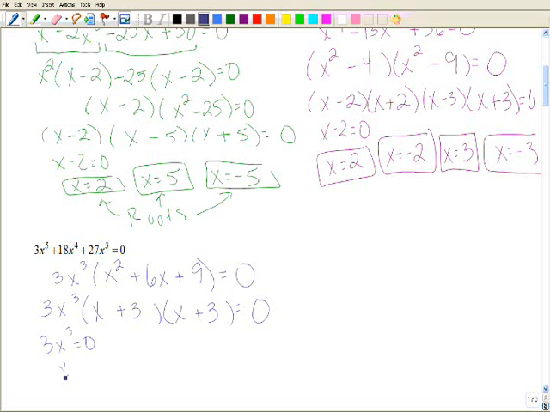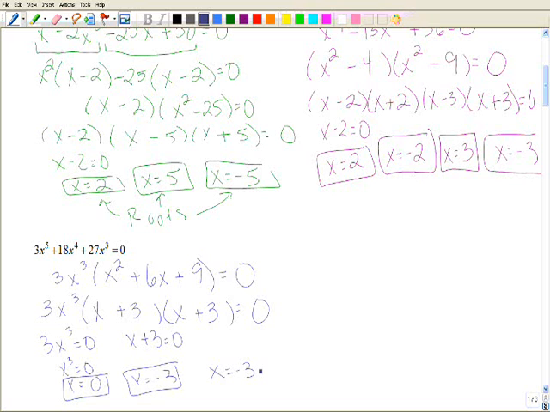So I'll divide by 3. I get x cubed equals 0. And the cube root of 0 is still 0. For this one, I'll take x plus 3 and set it equal to 0, and I'll get x equals negative 3. When I do the same thing for the second one, I'll end up with x equals negative 3 again. So notice I have x equals 0 and x equals negative 3, and that's there twice.